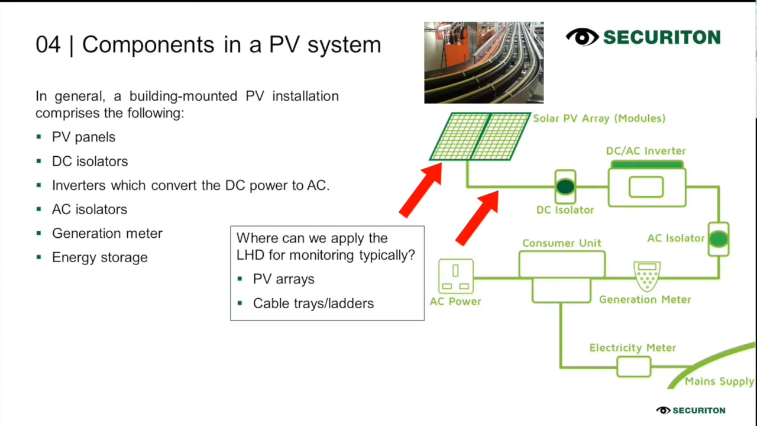I'll show you some of the components involved in the PV system. In general, a building-mounted PV installation will have the PV panels themselves, the arrays on top of the building, and obviously a cable. It converts the electricity and moves it to DC isolators, which stabilize the DC, also called filter modules. From the DC isolator, it goes to an inverter, which converts the DC power to AC. Again, it filters out the noise in the AC and isolator. Eventually, it goes to a generation meter.